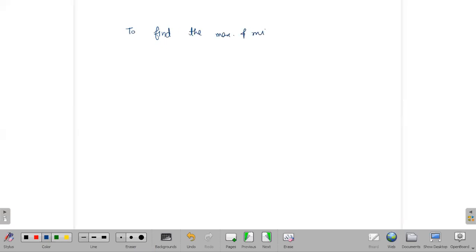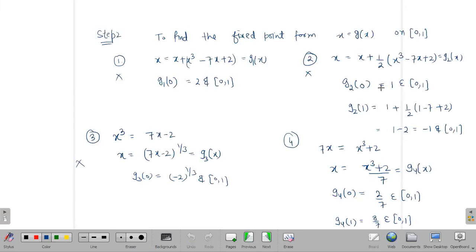Ma'am, like in the second step, we took half as the constant, so could we take any other constant also? Yes, you can take any other constant, any C belonging to the real numbers.